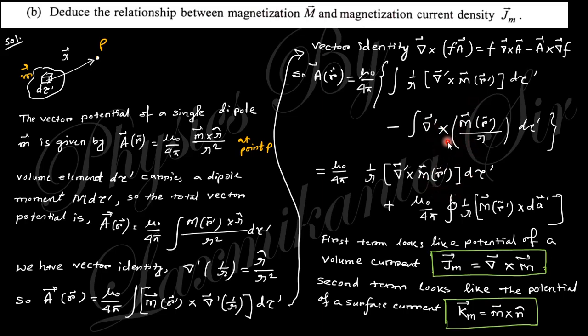Here you can see the volume integration is converted into a surface integration. This is the volume term and this is the surface term. So this can be equivalent to this one: this is the Jm, this is J dV, like that. There is a missing integration symbol here, so I just write down the integration symbol. So there is J dV and K dA. If you compare these, you get the magnetization current density Jm equal to curl of M, and the surface current density Km equals M cross n cap.